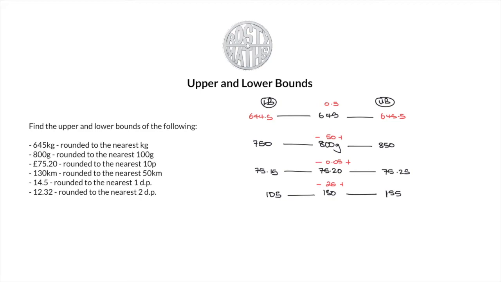So I've got 14.5 here, and I want my upper bound and my lower bound. Let's see what's happened. So this has been rounded to the nearest 1 decimal place. 1 decimal place will be 0.1. Now, half of 0.1 is 0.05. If you didn't know that, just plug in a calculator and have a look for yourself. But half of 0.1 is 0.05. This is what I'm going to add and subtract from 14.5. Always check it, okay? All right, good.